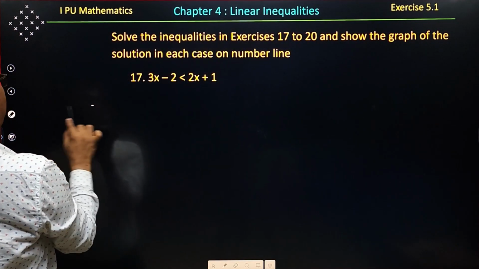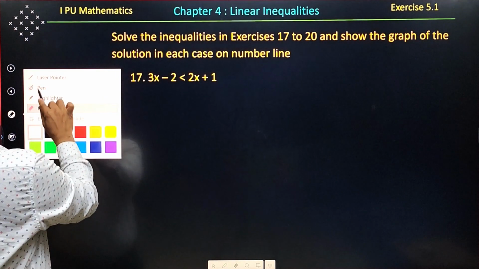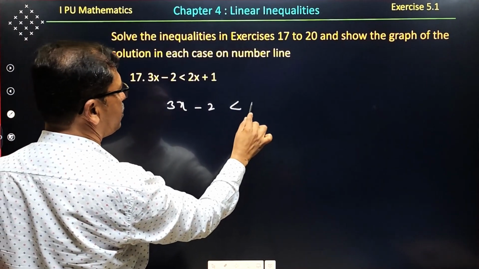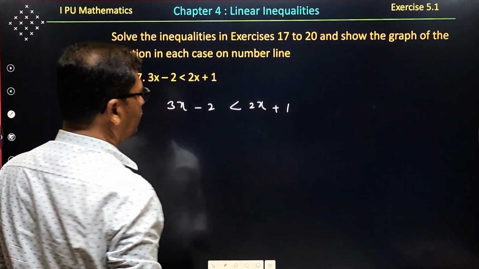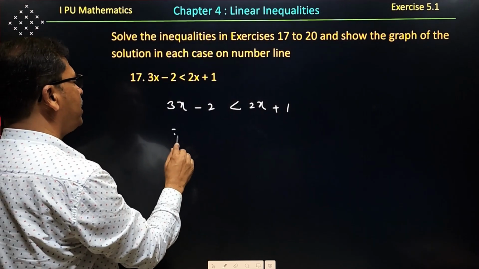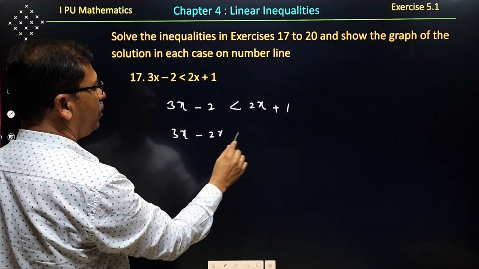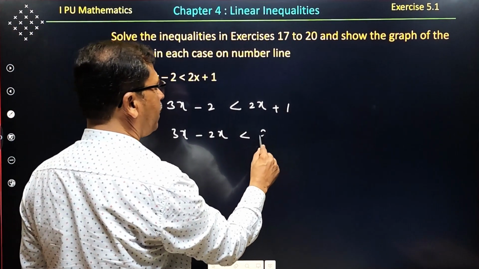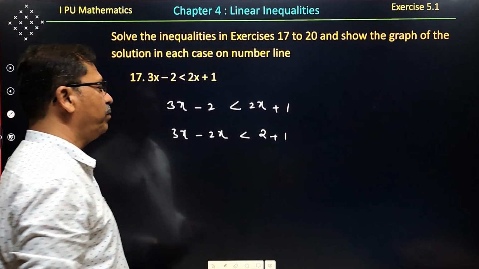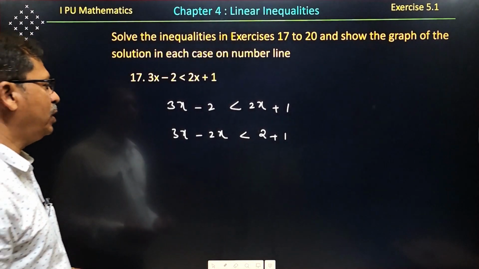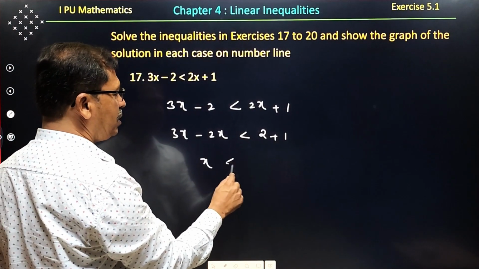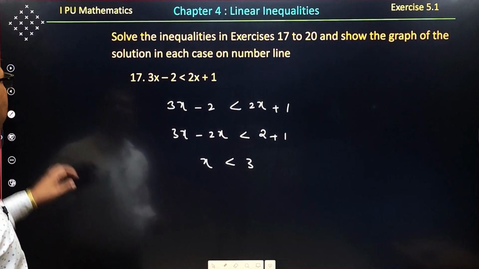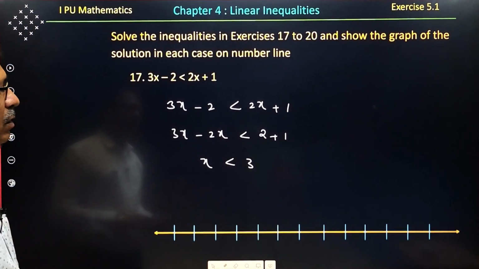Let us take 3x minus 2 which is less than 2x plus 1, right, all of you? Take that 2x to this side, it becomes 3x minus 2x which is less than... minus 2 you shift to that side, it becomes plus 2, so 2 plus 1. So 3x minus 2x is only x, which is less than 2 plus 1, which is 3. x is less than 3. So let us write the solution on the number line.